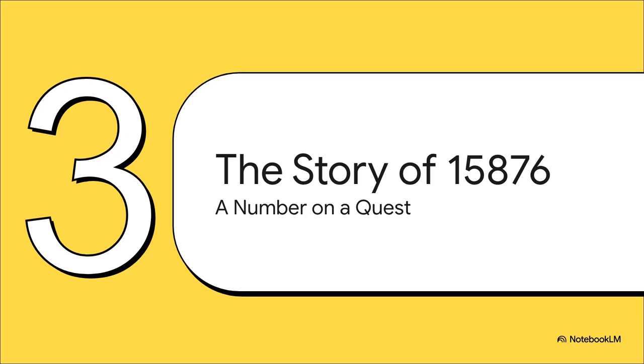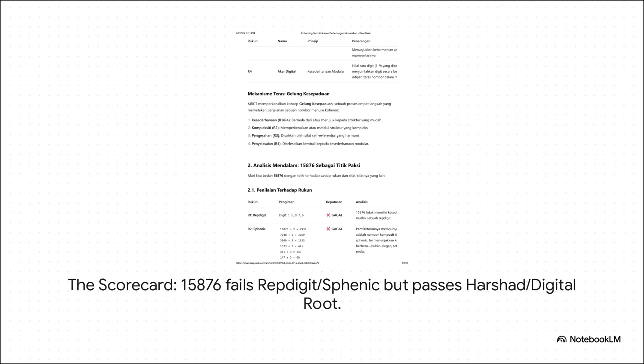All right, we are going to put the number 15,876 through the MRCT gauntlet. I want you to think of it like a character on a quest, being tested by each of these 4 pillars to see if it has that munasabah or coherence. Let's check out the scorecard.